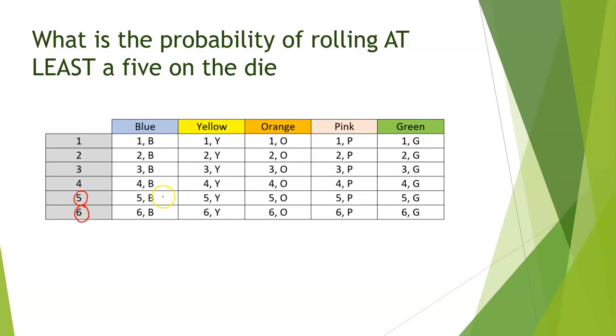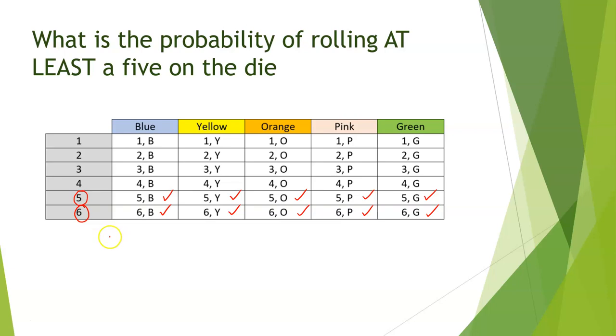So let's highlight all of the outcomes that give us a 5 or a 6 on the die. It doesn't matter what happens on the spinner, it isn't even mentioned. So we can get all 5 colours on the spinner as long as we get a 5 or a 6 on my die. And you can see here that I have highlighted 10 outcomes.